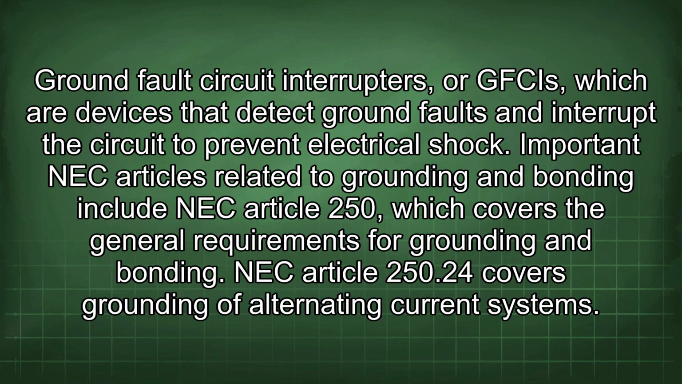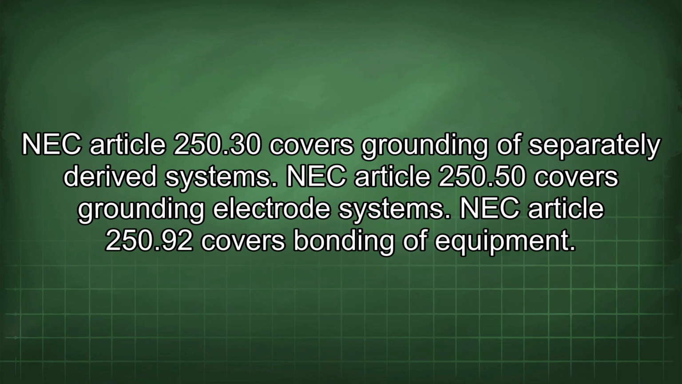Important NEC articles related to grounding and bonding include NEC Article 250, which covers the general requirements for grounding and bonding. NEC 250.24 covers grounding of alternating current systems. NEC 250.30 covers grounding of separately derived systems. NEC 250.50 covers grounding electrode systems. NEC 250.92 covers bonding of equipment.